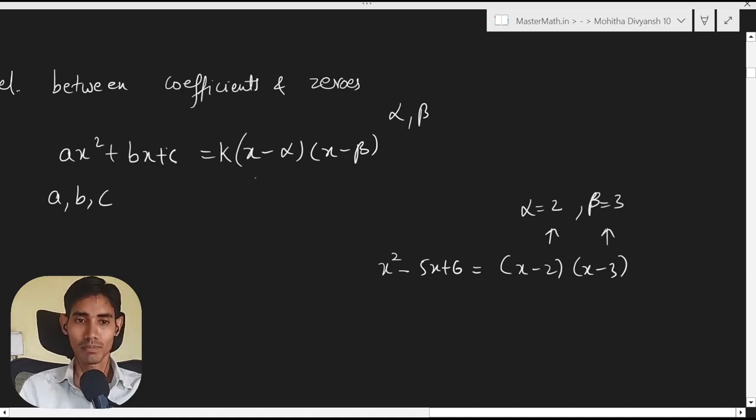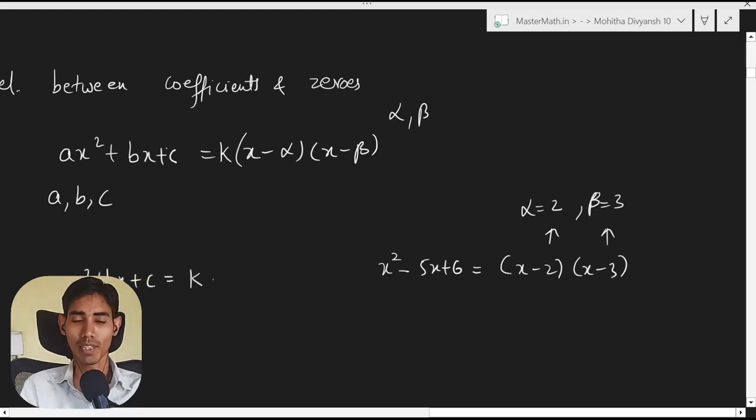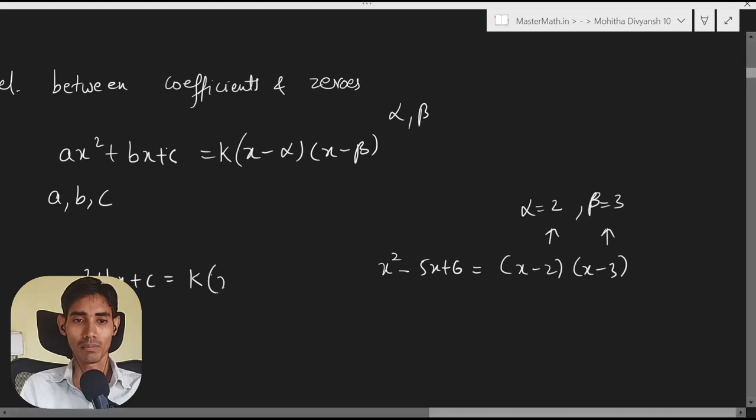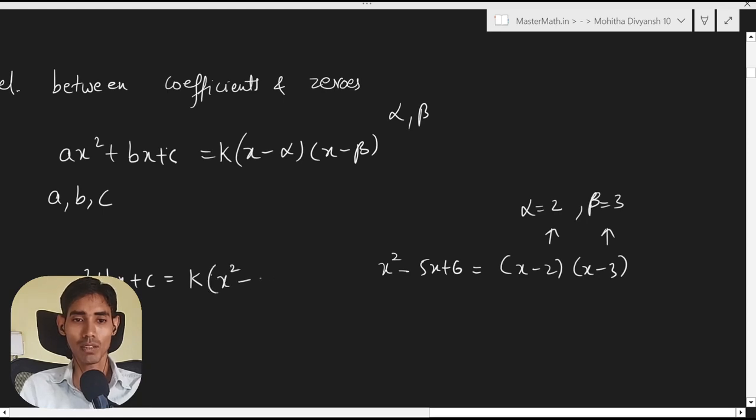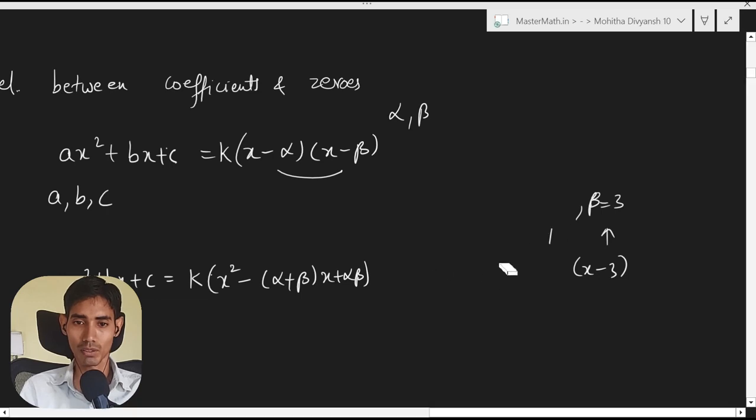Now if we see ax square plus bx plus c is equal to k into x square minus alpha plus beta. I'm just expanding this, and if you want I can show the intermediate step also. So let me write it also.